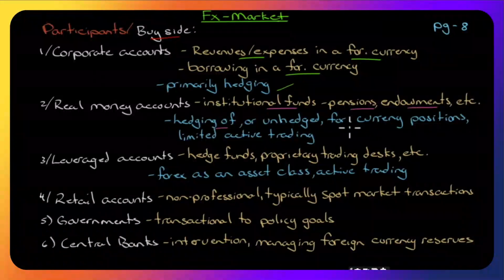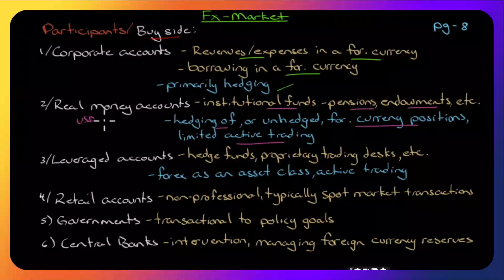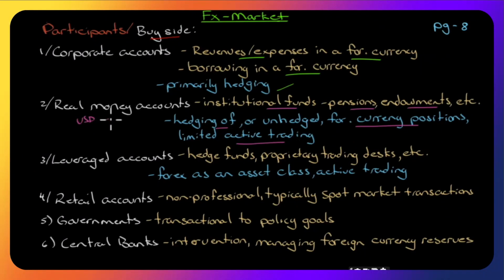Hedging of or unhedged foreign currency positions, limited active trading. Now they can use currency as an asset class, but it's very, very limited. Usually in their IPS, they'll have a policy about how they deal with foreign currencies. Either they don't hedge the foreign currency, which means if it's a US-based account and it wants to buy, let's say, Canadian securities, it would then have to buy some Canadian currency first before it buys the security, so it's active in the Forex market in that sense.